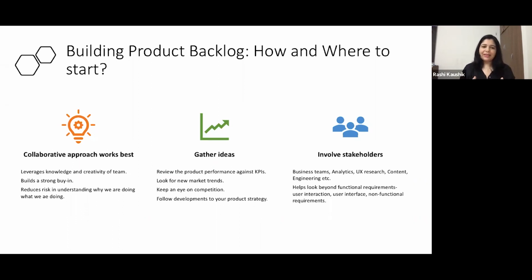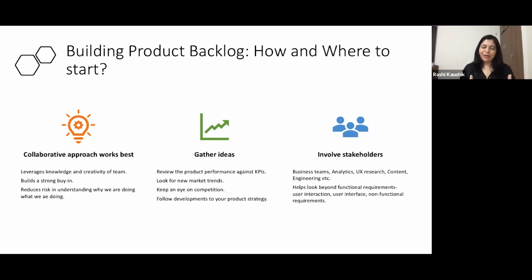The next thing is to look out for new market trends. Are there any new technology or regulatory or social developments happening in the market? For example, there might be a GDPR thing which is coming, which might impact your product. So talking to users on a regular basis, attending conferences, and participating in online communities can help you spot new trends.